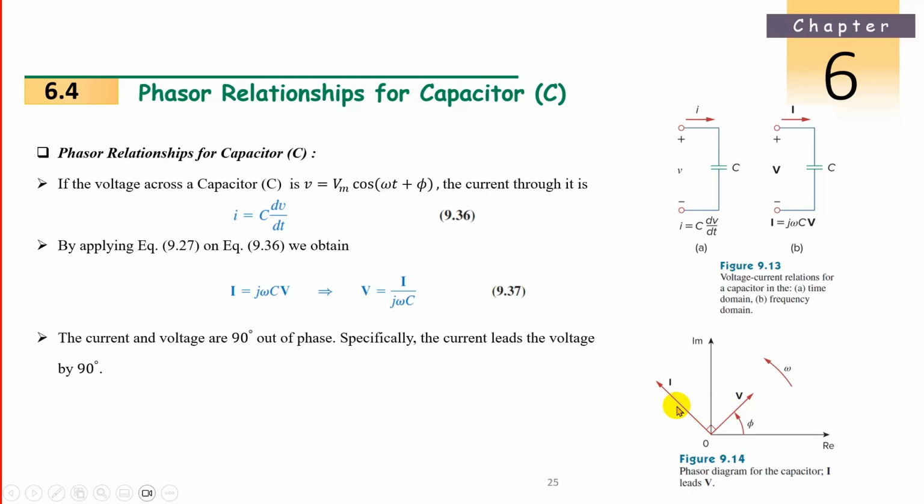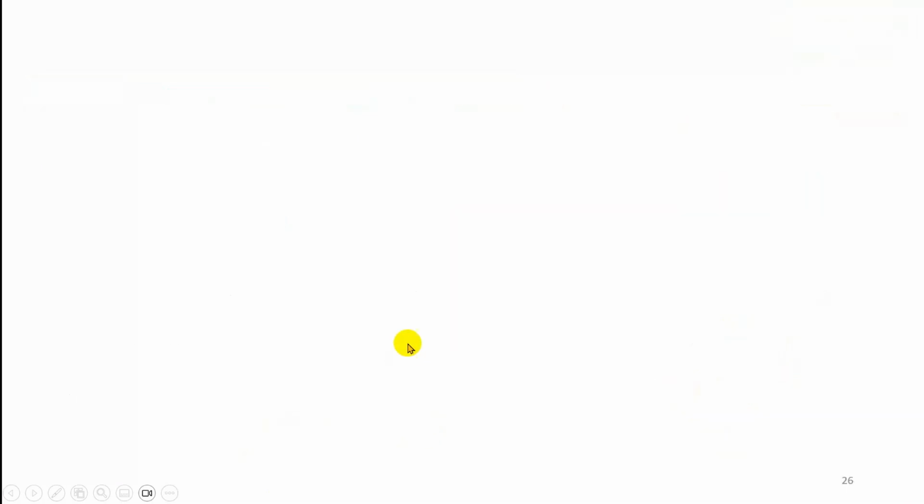Just rearrange. This V in the inductance was I, and I in the inductance was V. So it is just the opposite. Here V is coming first. In the previous slide, I was coming first. So voltage is lagging the current I. There voltage is leading the current I. That's the difference. So this is how it works for capacitance.